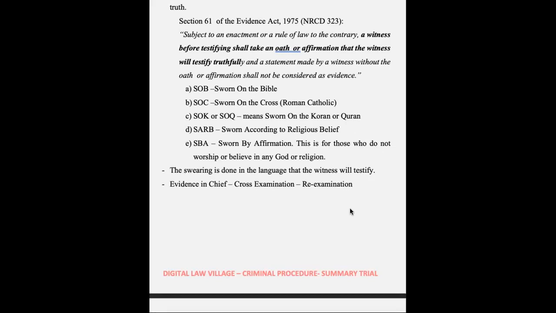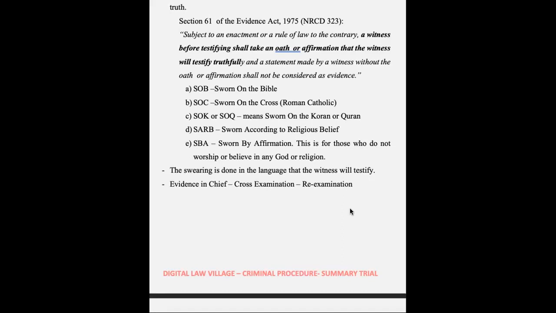So when the accused person swears, when the witness swears, then you hear a lot of SOB in English, meaning accused swore on the Bible in English. My Lord, SOC in English, and accused swore on the cross in English. So my Lord, SOB in English, SOB in Ghana.